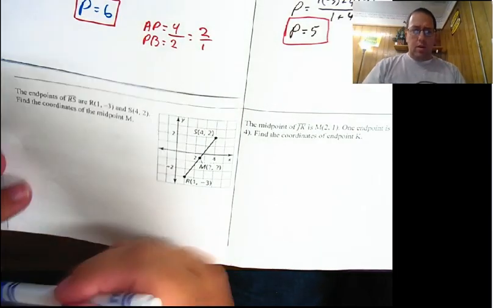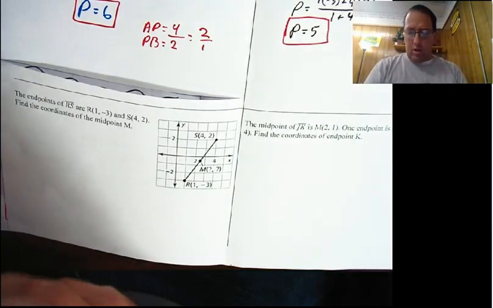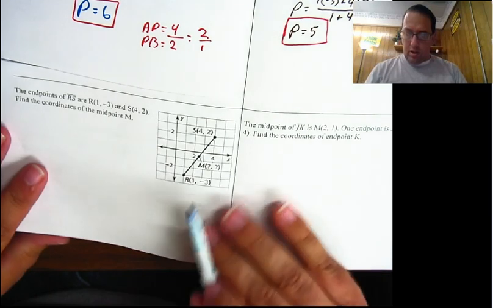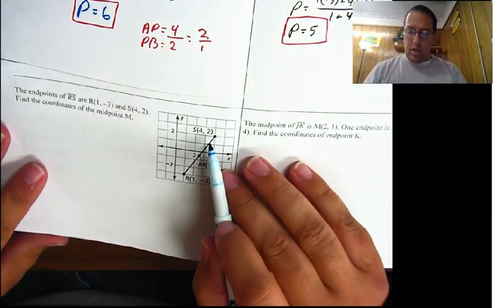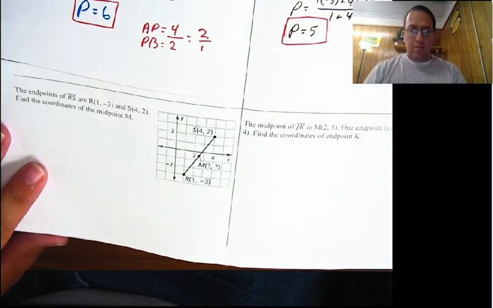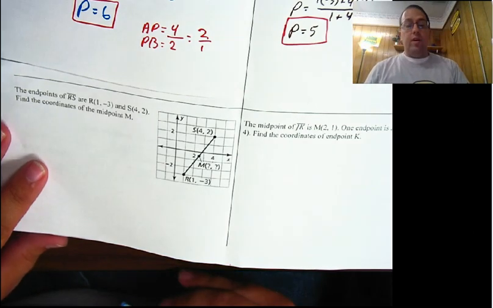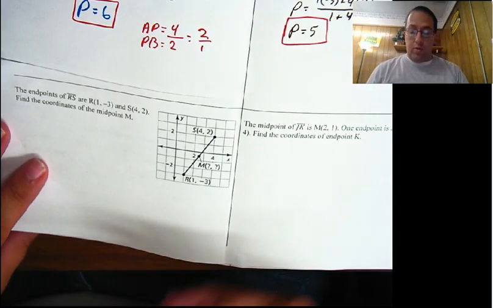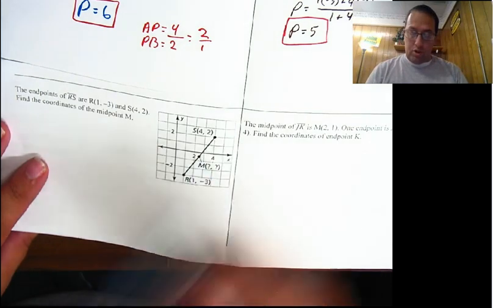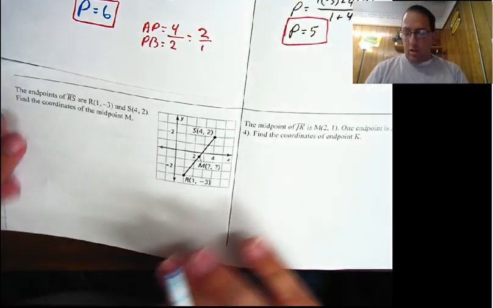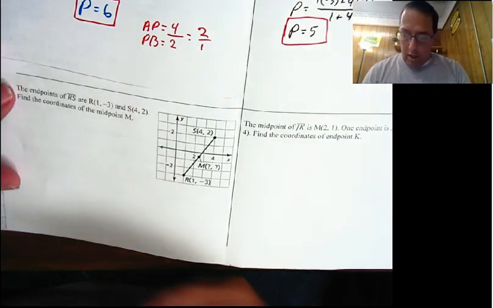All right, so here we go. The endpoints of segment RS are shown at R (1, -3) and S (4, 2). We need to find the coordinates of the midpoint, point M, which is going to be somewhere there. Can't really tell where it is because it's not on the grid line, so we're going to have to work this out.